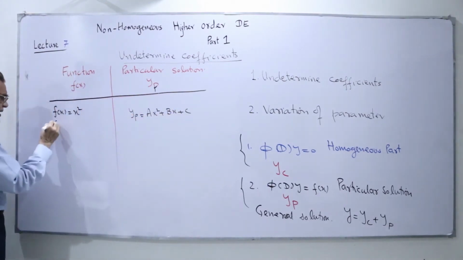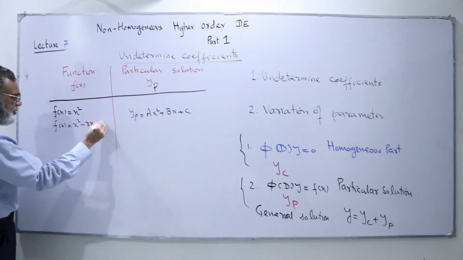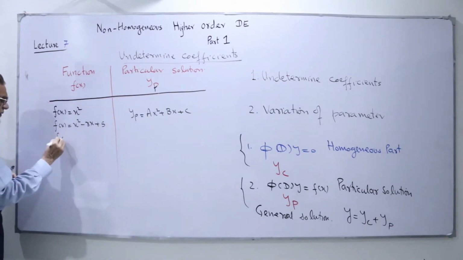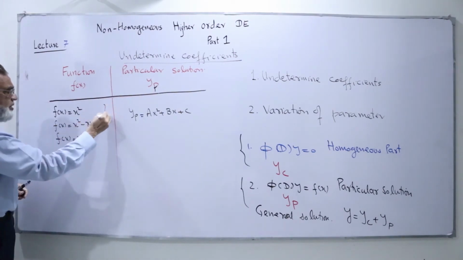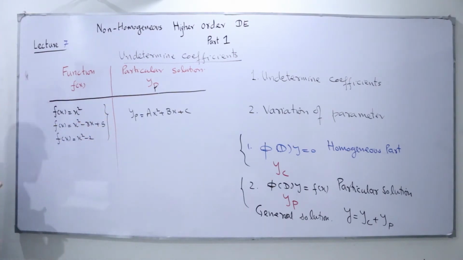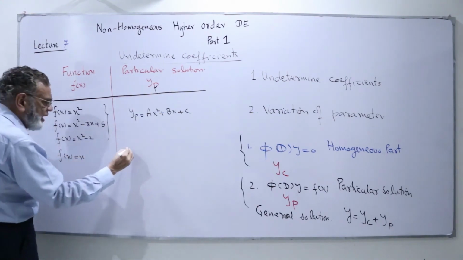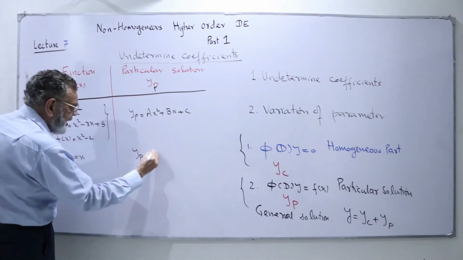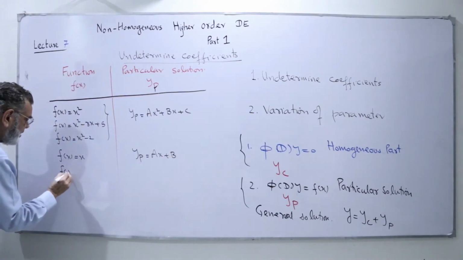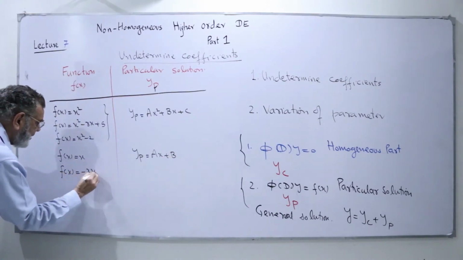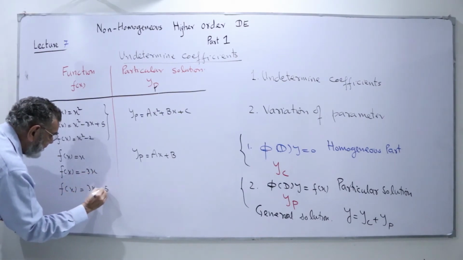For example, I have the function f of x is equal to x square minus 3x plus 5. It will have the same yp. I have f of x is equal to x square minus 2, with the same yp. So yp will be the same for any function of this form. For example, I have f of x equal to x. So we have the yp equal to ax plus b. I have here f of x equal to minus 3x, same yp. I have f of x is equal to 3x minus 5, same yp.